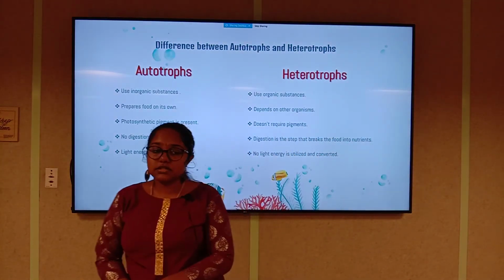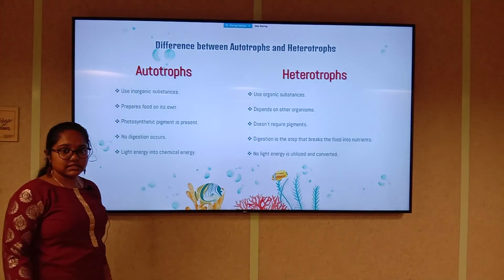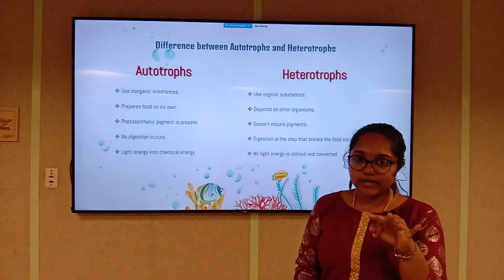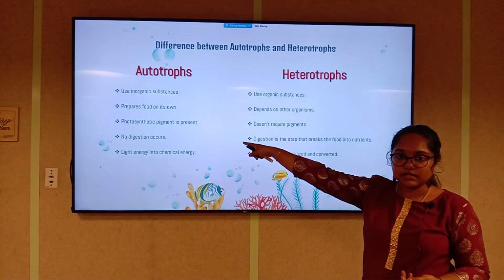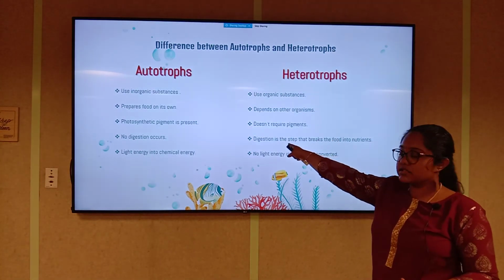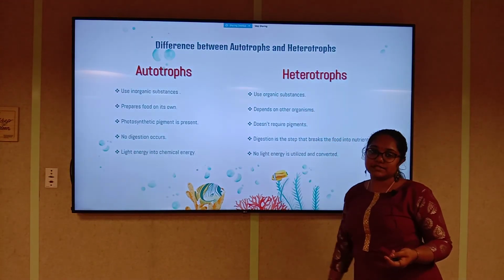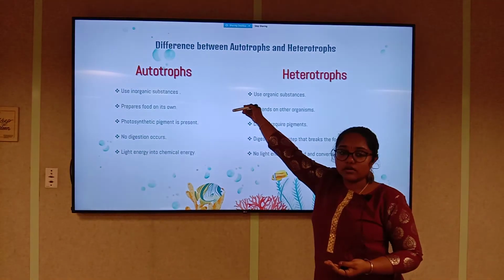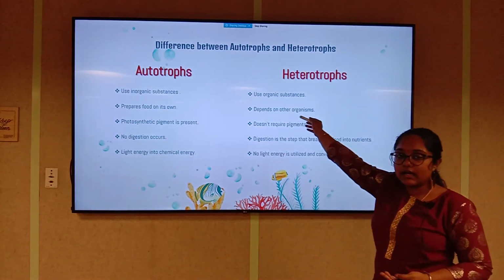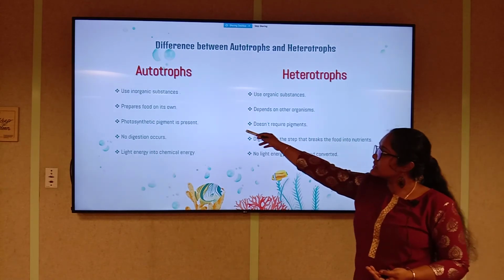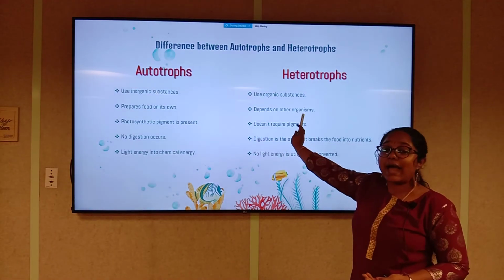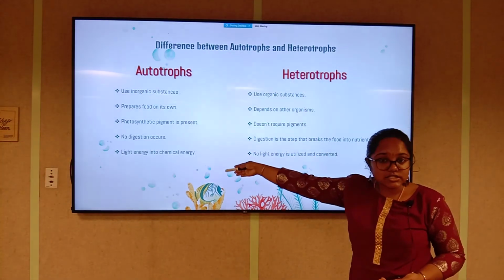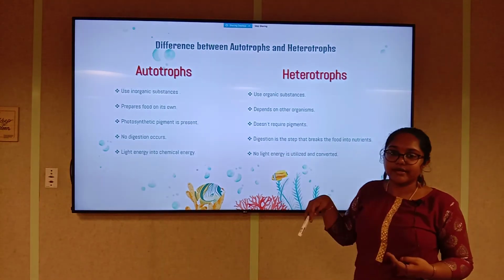Clear? So autotrophs use inorganic substances. What are the inorganic substances the plant is using? Water, carbon dioxide, sunlight. So they are using inorganic substances. Are we using inorganic substances? No. We use organic substances. We are eating carbohydrates. We are not eating carbon dioxide. Is that clear? So autotrophs use inorganic substances. Heterotrophs use organic substances. The second one, autotrophs can prepare their own food. We have to depend on some other organisms to prepare the food. In fact, the plant prepares it in its body. We prepare outside and then we put it inside our body.